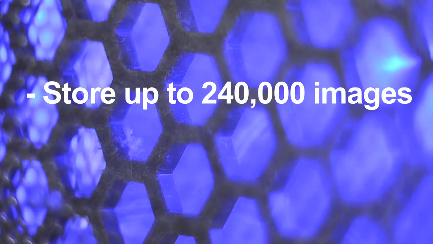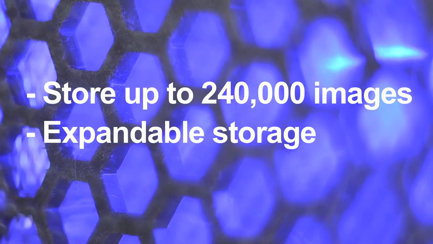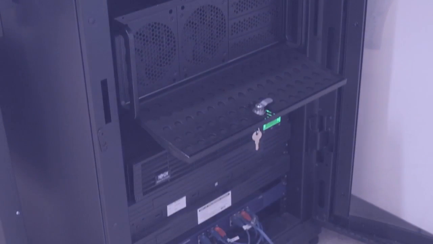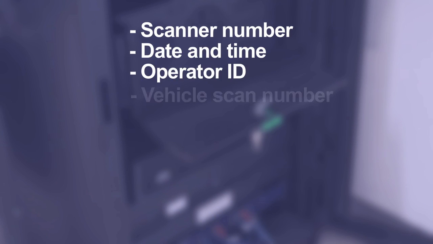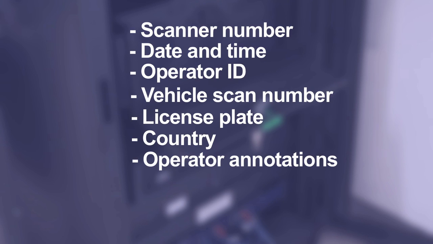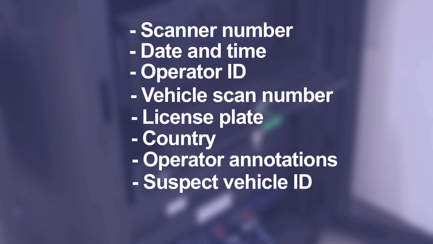Data can be saved from multiple machines and stored until needed for later retrieval by operators and supervisors. The HXC 320 has enough space to store up to 240,000 images, and storage can be expanded to accommodate even more data. Data captured and recorded with each scan can be retrieved using key filters including scanner number, date and time, operator ID, vehicle scan number, license plate, country, operator annotations, suspect vehicle ID, or other parameters the user needs.